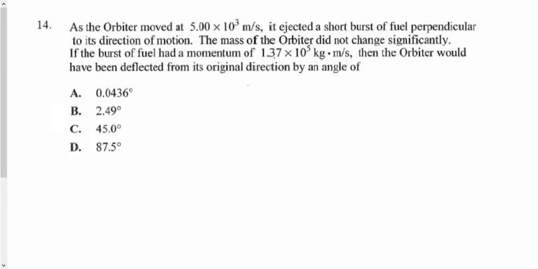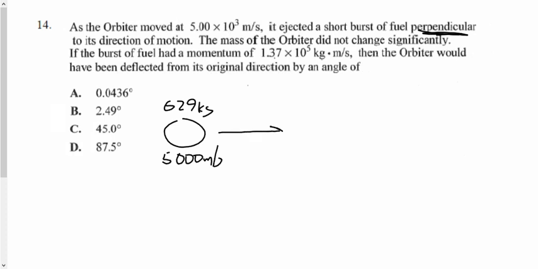Talks about this Mars polar orbiter moving at 5,000 meters per second, ejecting a short burst of fuel perpendicular to its direction of motion. Let's draw a picture for this. Let's say the Mars polar orbiter is the object right here. It has a mass of 629 kilograms, as was given to us on the previous page, and it has a velocity of 5,000 meters per second. We'll say that it's moving to the right. We don't really know that, but we know that it's moving. We can just choose which way we're drawing the direction.